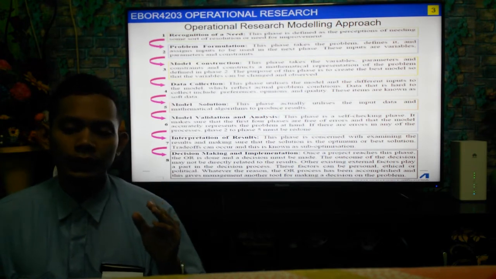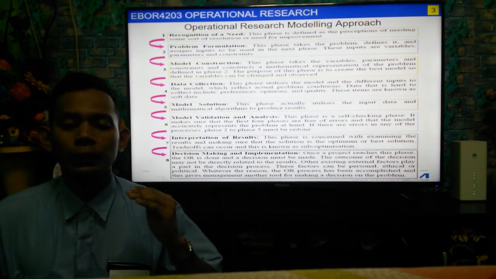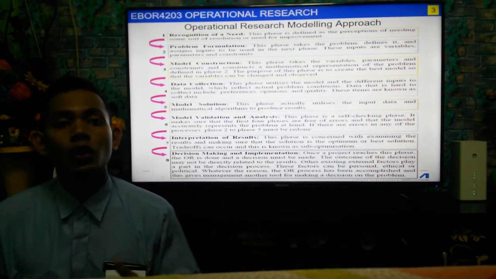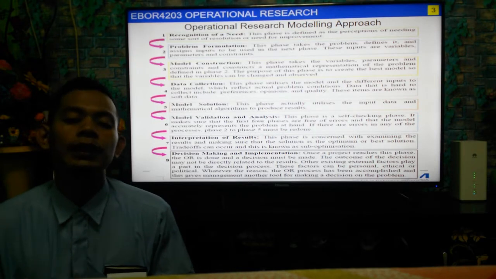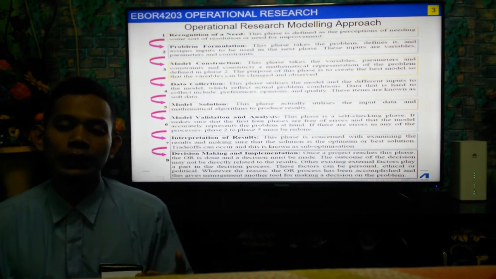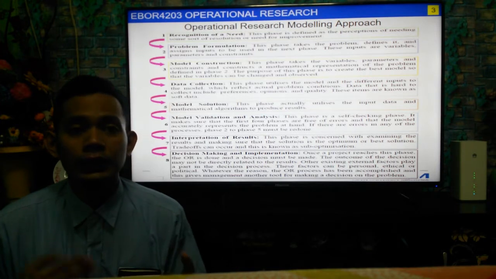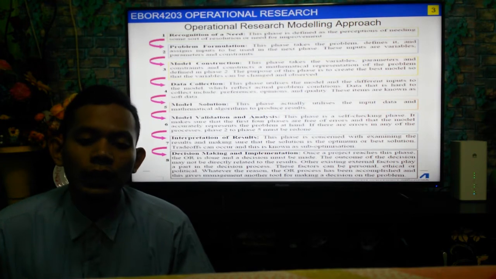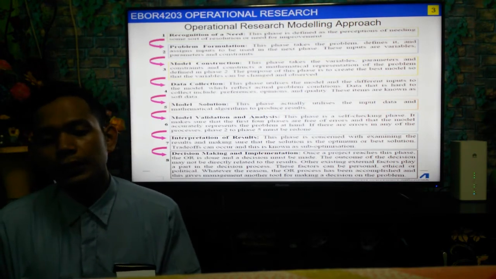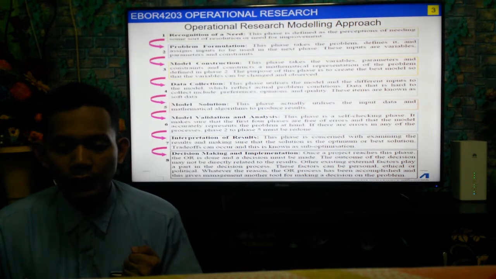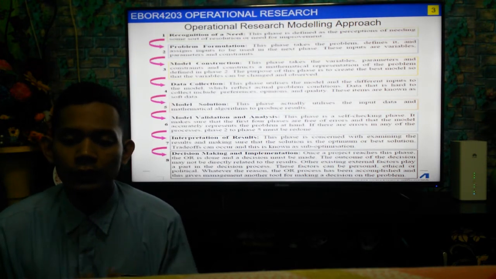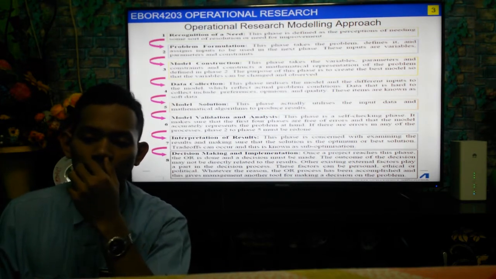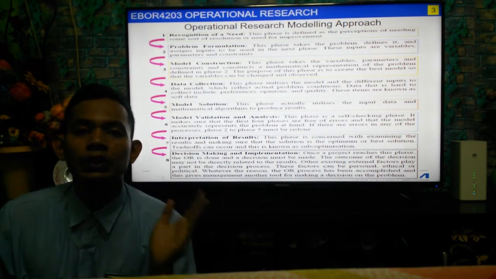There are 8 phases of the modeling approach in operational research, the first of which is recognition of a need. By recognition of need, we define what the need is, for example the need for improvement. The second phase is problem formulation, which is assigning the inputs to the problem, such as variables, parameters and constraints. The third is model construction, where the variables, parameters and constraints are constructed into a mathematical representation, based on what was defined in phase 2.